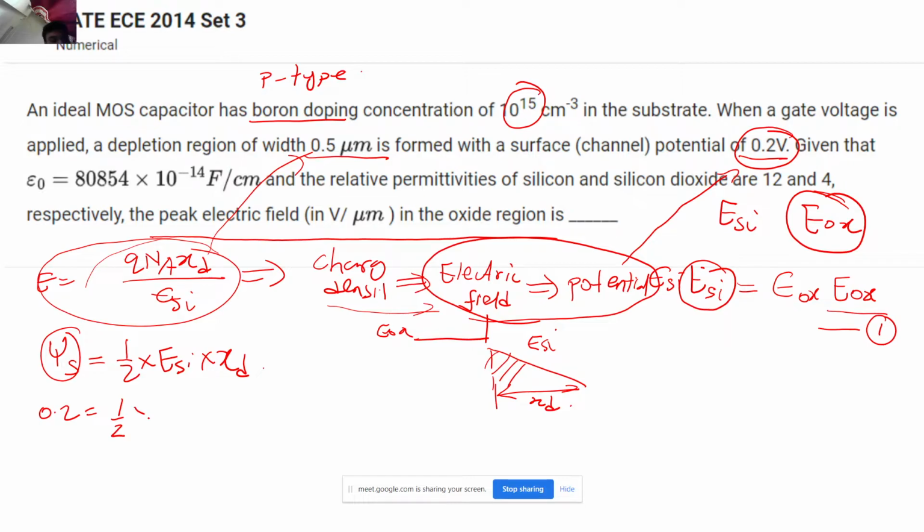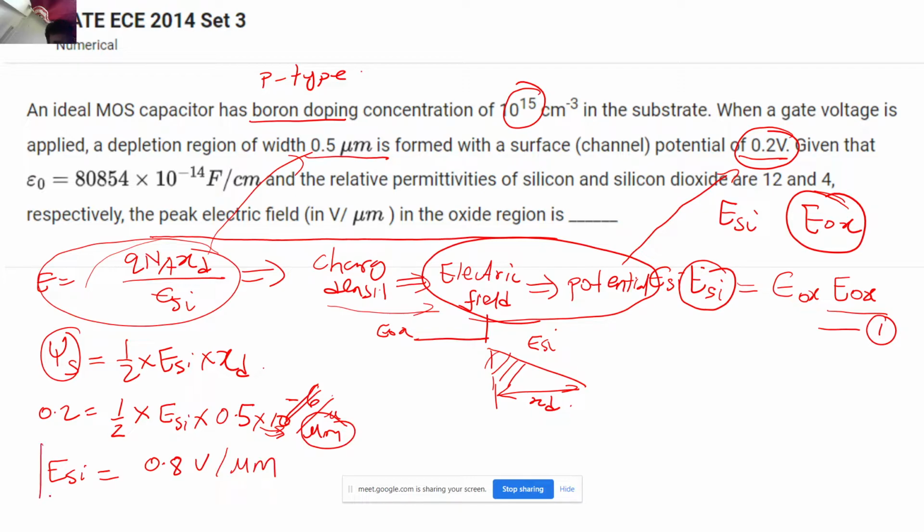Yeah, so we have half and we need to calculate the ESI, correct? And XD has been given to us, right? 0.5 into 10 to the power minus 6, correct? I can just write this dimension as micrometers instead of placing it anywhere else. So if you just calculate it, then ESI will come out to be 0.8 volts per micrometer. Since I have placed it as a micrometer itself, it will come as a micrometer. Correct? So this is the value of ESI that I got.